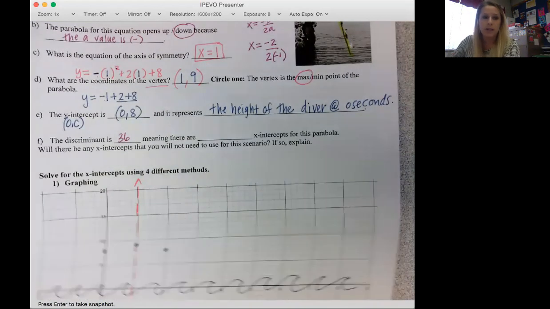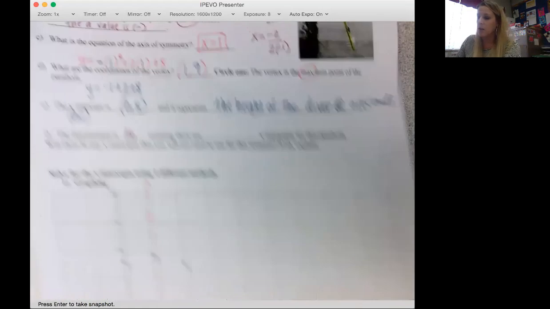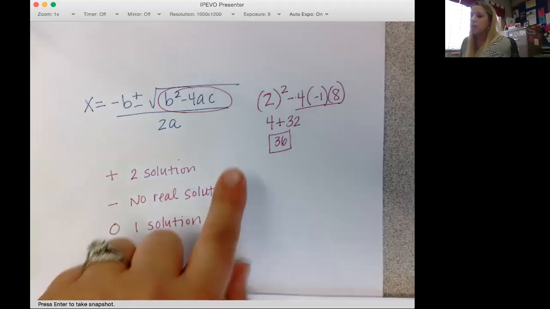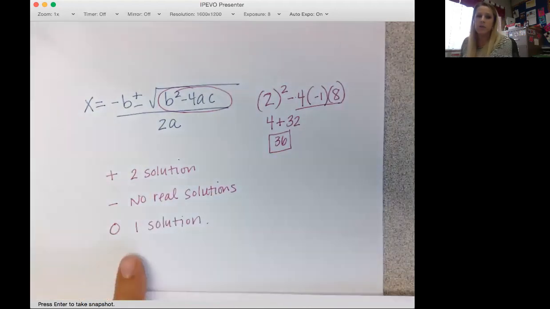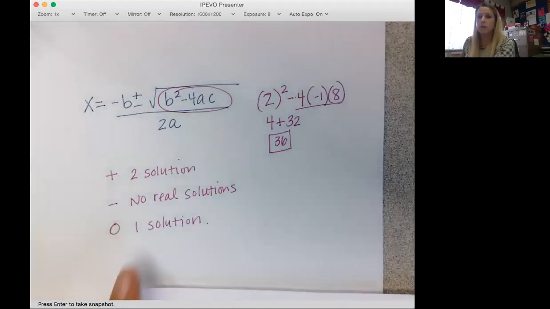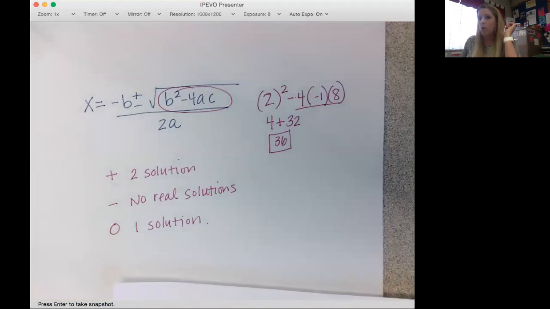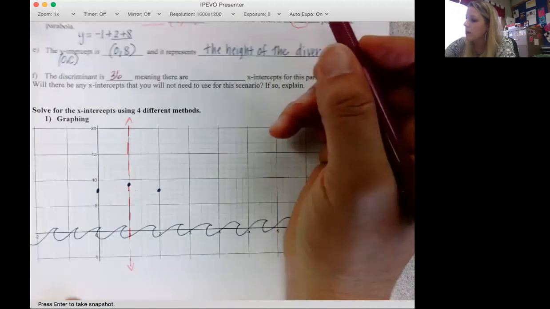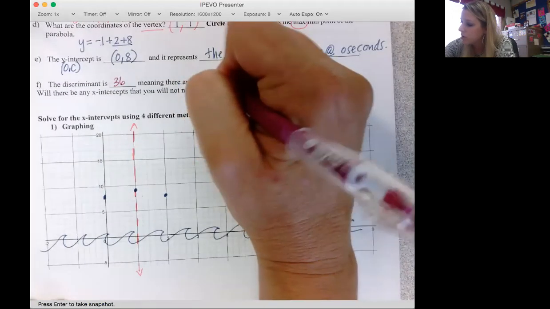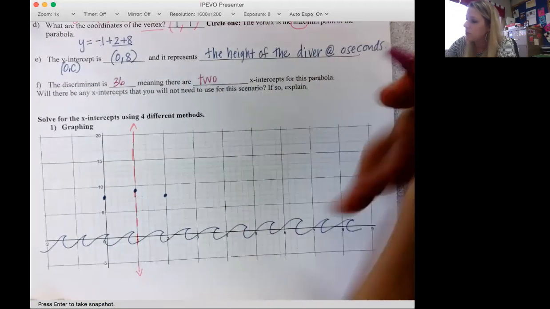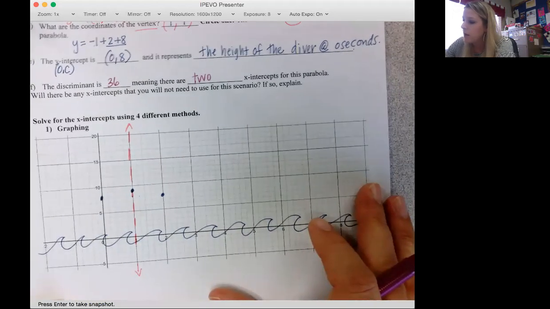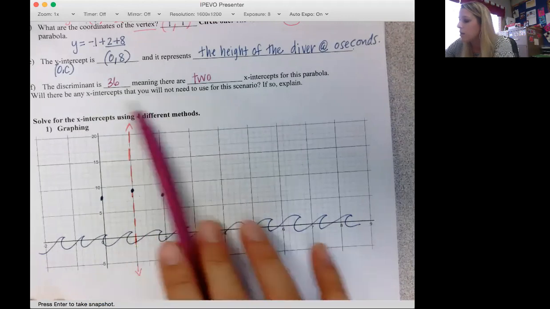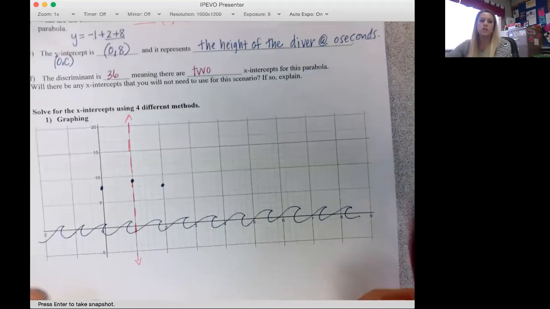Like what would I expect to see on my graph? That means that there are 2 solutions because that is a positive number. If that were a -36, I would say there's no solution. If that were 0, that would mean it would just hit the graph once on your x-axis. So for here, I would say, meaning there are 2 x-intercepts for this parabola. Will there be an x-intercept that we will not need to use for this scenario? Okay. Well, let's think about this scenario.